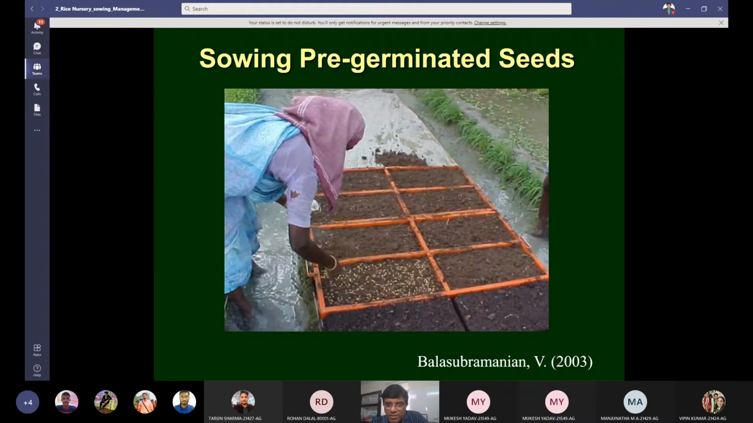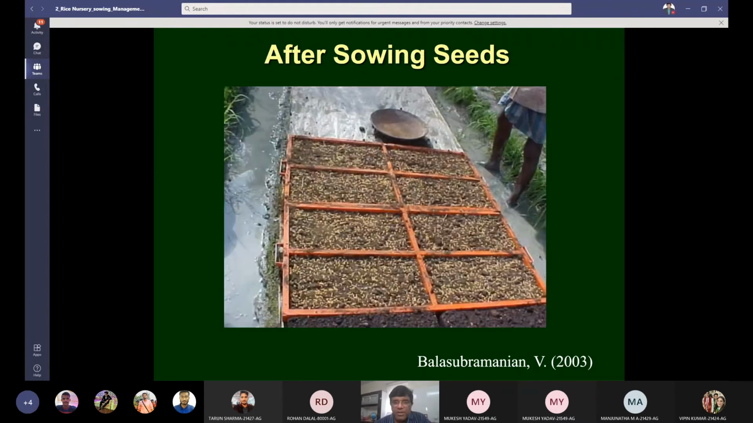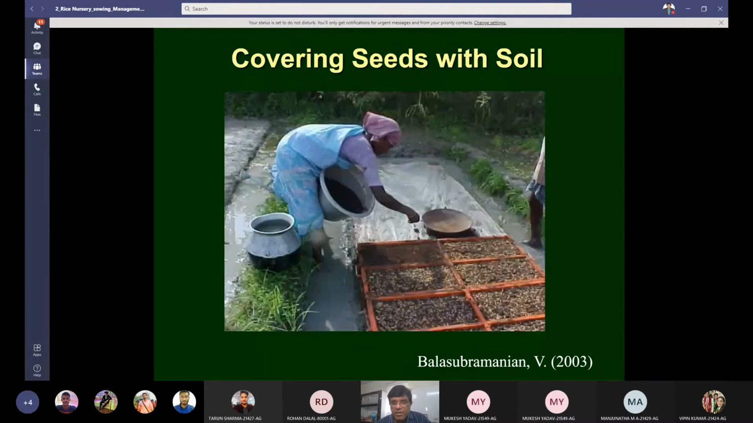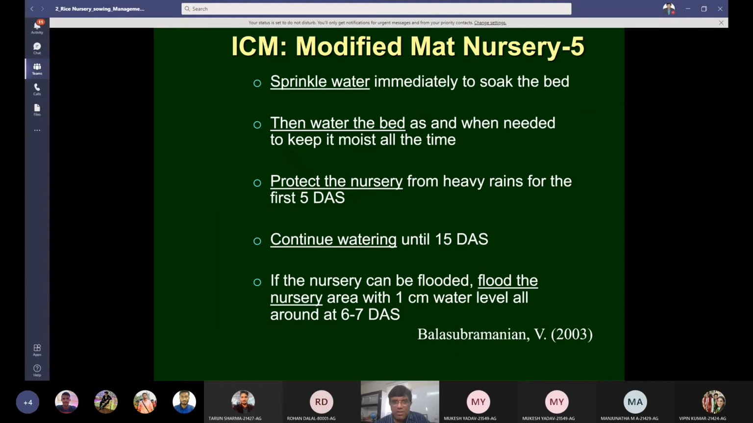So this is important. Now you see how the seeds are spread on the surface, and then you can continue this job, and then you need to cover the seed. You can cover the seed with some banana leaves for one day, or if you like, otherwise, you can use your fingers to mix the seed in the topsoil. Then sprinkle water immediately to soak the bed. Then water the bed as and when needed to keep it moist at all times.